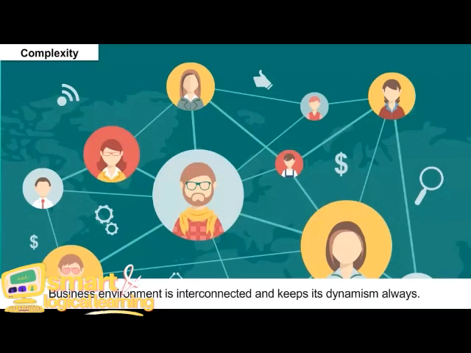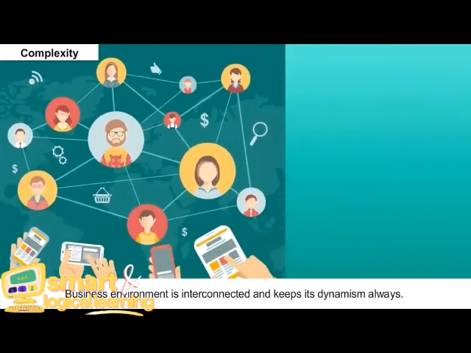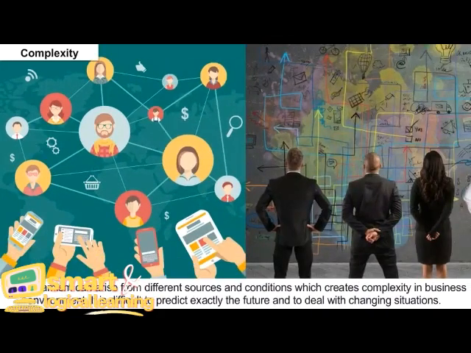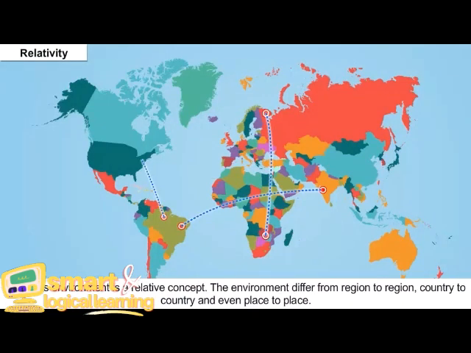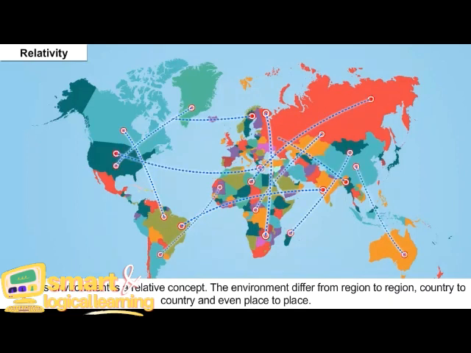Complexity. Business environment is interconnected and keeps its dynamism always. This dynamism can arise from different sources and conditions, which creates complexity in the business environment. It is difficult to predict the future exactly and to deal with changing situations. Relativity. Business environment is a relative concept. The environment differs from region to region, country to country, and even place to place.